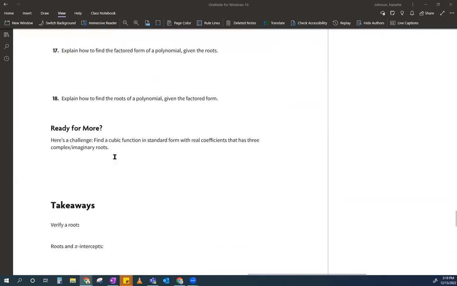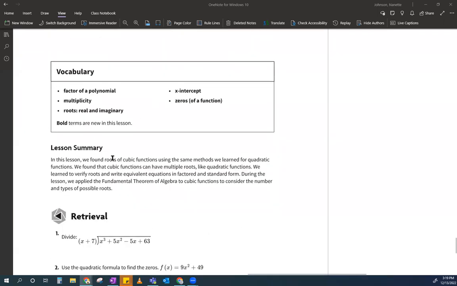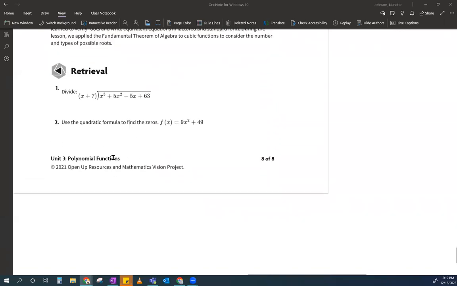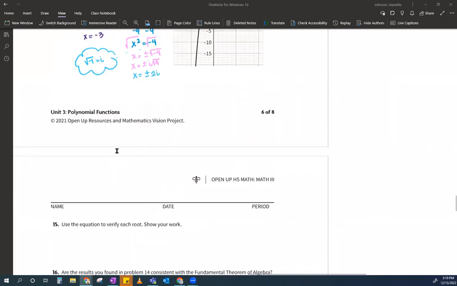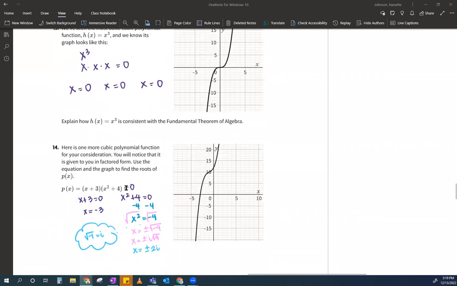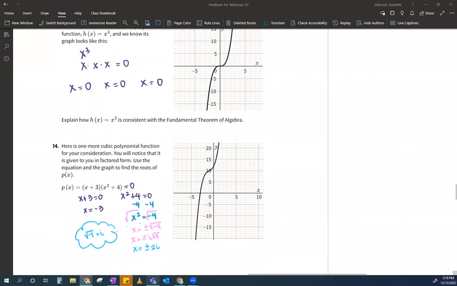Let's look at this. Let's see if we have any more down here. Let's see. No. Oh, not really. That's just review. So again, using the fundamental theorem of algebra, you know that you should be looking for 3.